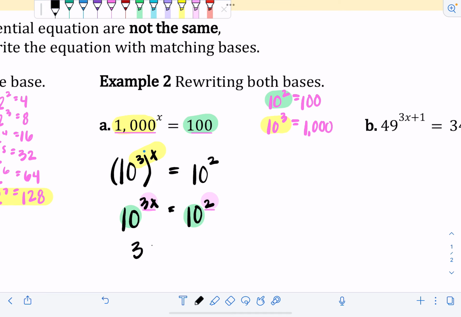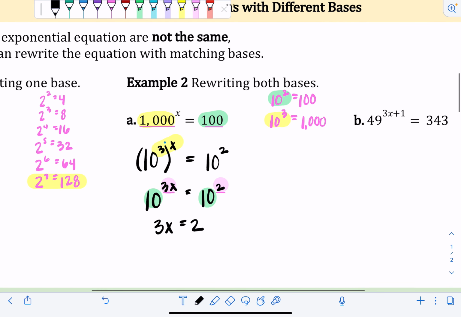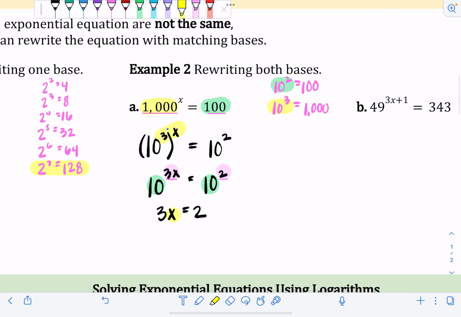So 3x equals 2, and then our goal is to solve for x, get x by itself. So I would have to divide both sides by 3. So that 3 is being multiplied by x, and we need to cancel it out. So 3 divided by 3 cancels each other out, and then I have x equals 2 thirds, and we're just going to leave that one as a fraction as well. So x equals 2 thirds.